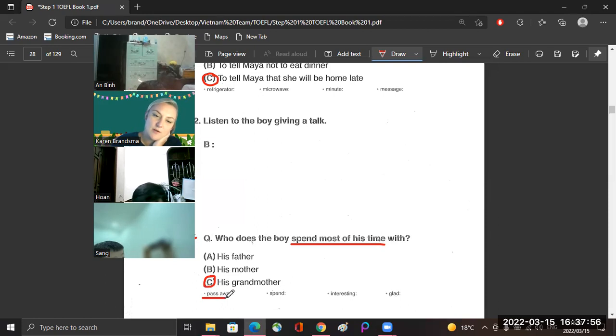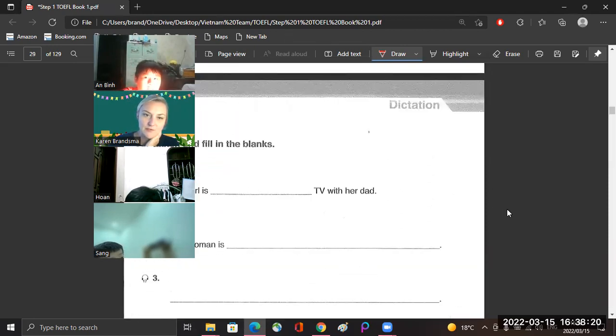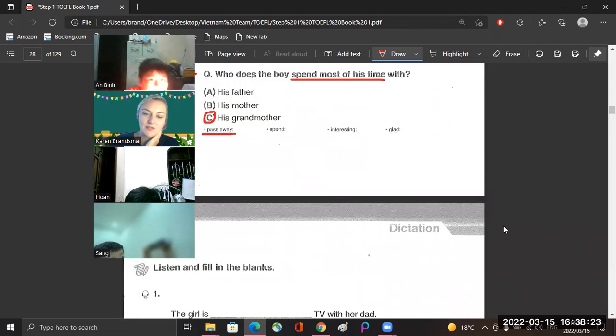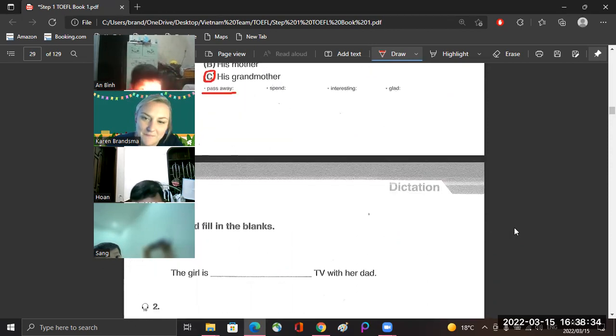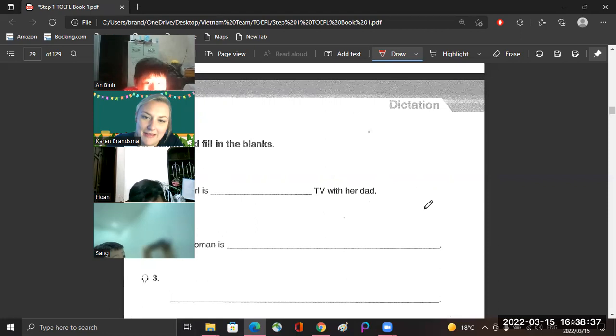Okay, I just want to look at this word over here. Pass away. Does anyone know what that means? Okay. If somebody passed away, that means they died. So his grandfather passed away. He died. Okay, I think passed away is not living. Not living, yes, very good. You died. Okay, good. Now we're going to listen and fill in the blanks.